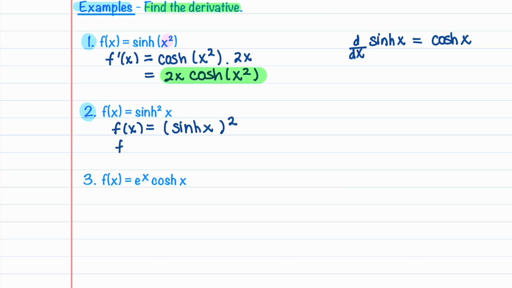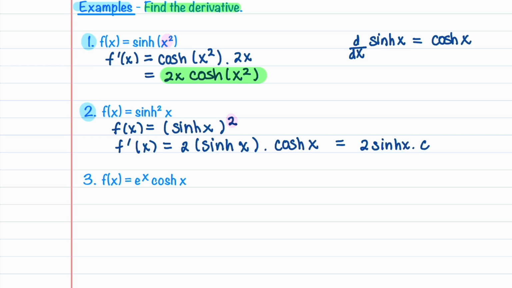Our derivative, f prime of x, is going to be 2 because you just bring down that exponent. And then we have sinh of x times the derivative of sinh, and the derivative of sinh is cosh. So we have a cosh x. So our answer is 2 sinh x times cosh x.